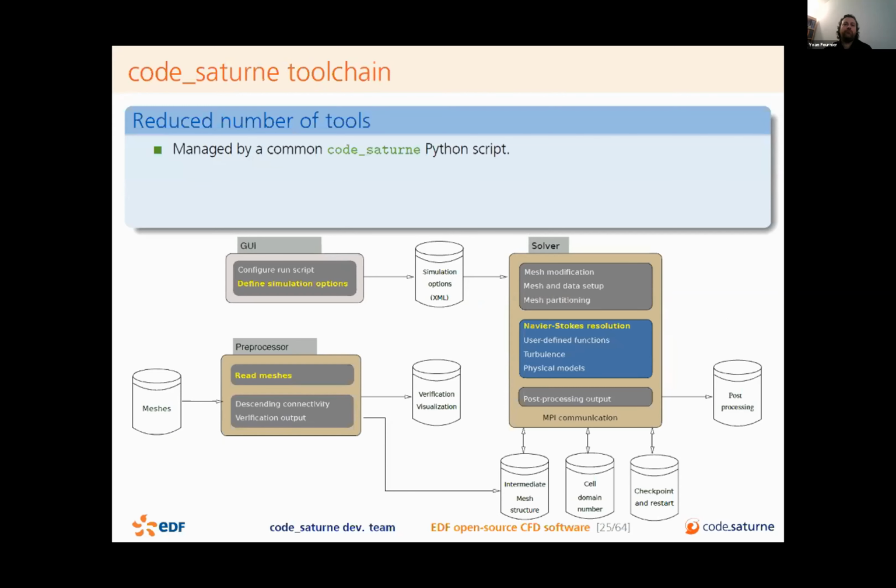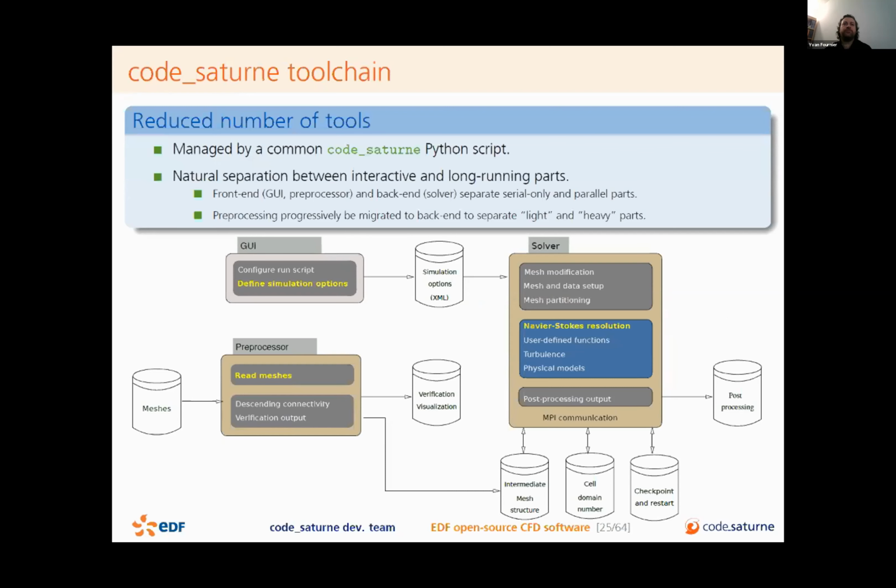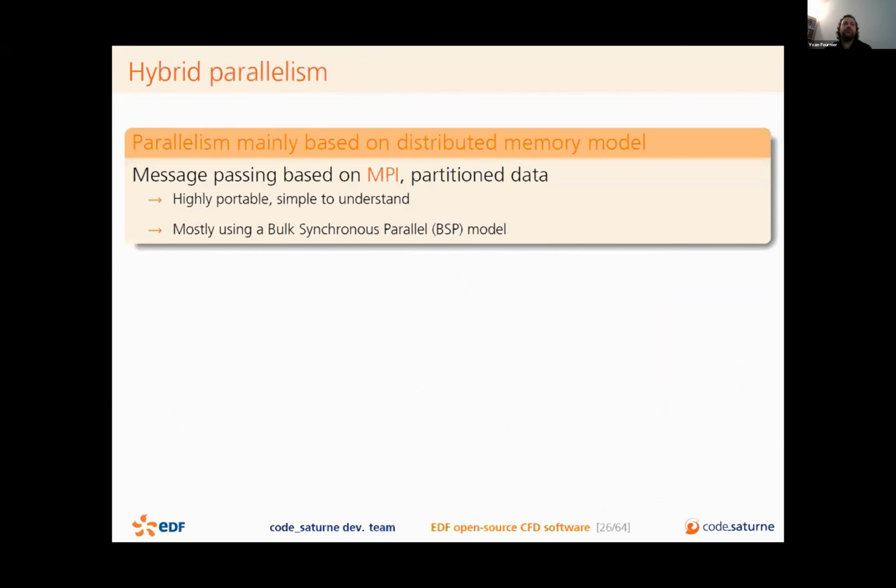A preprocessor which basically imports meshes. And everything else is now in the main solver, including some pre and post processing aspects. So this gives us a good separation between the interactive and the long-running parts. And the long-running part is the part which is parallel, works with MPI, etc. So this is where I get to the parallelism aspects.